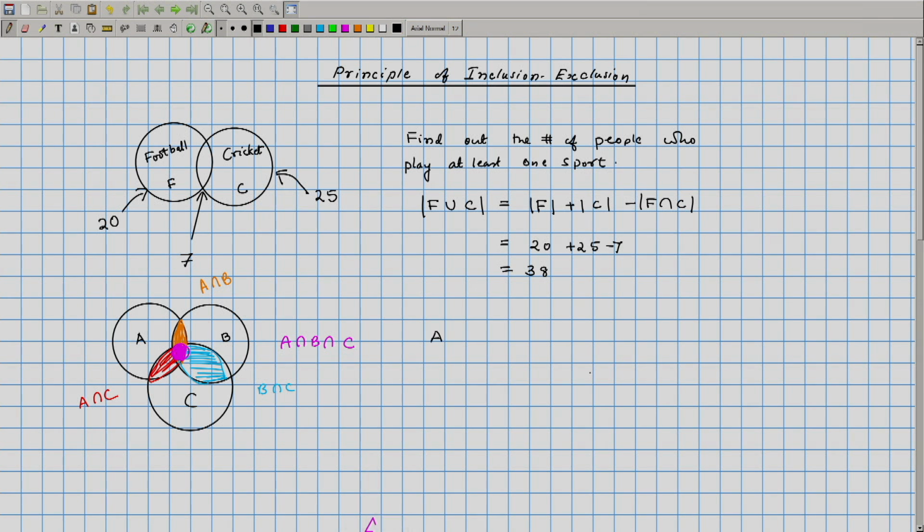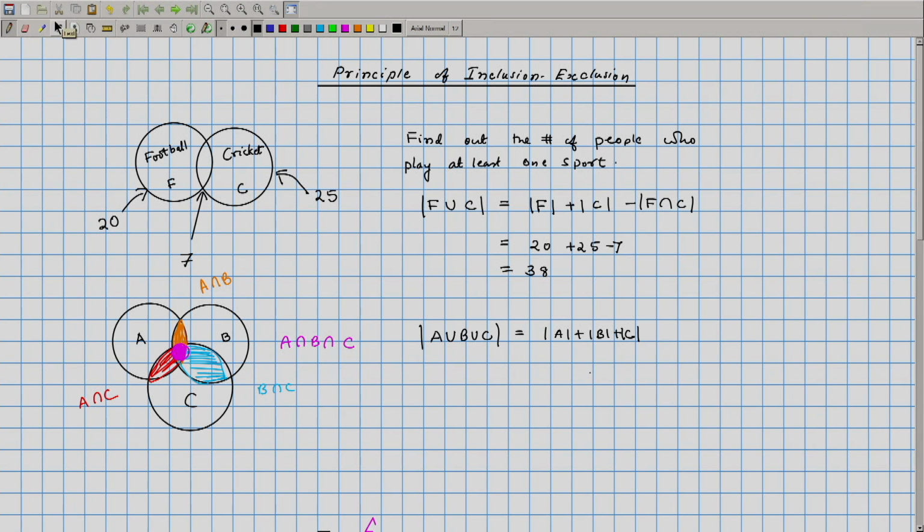As usual, we want to compute the size of A union B union C. If we just add the sizes of A, B and C, the elements in the intersection regions have been counted multiple times. For example, the red intersection region would have been counted at least twice. The pink intersection region, which is also common with the red intersection region, is going to be counted 3 times. So, all those things have to be accounted for, and the principle of inclusion-exclusion gives us a way of accounting for these things in a systematic manner.